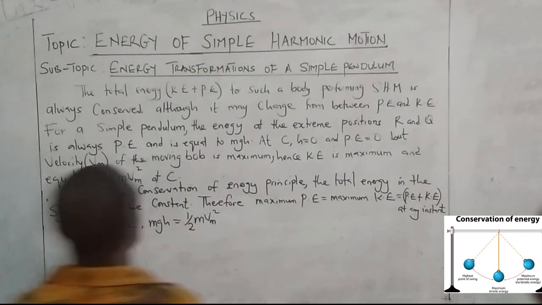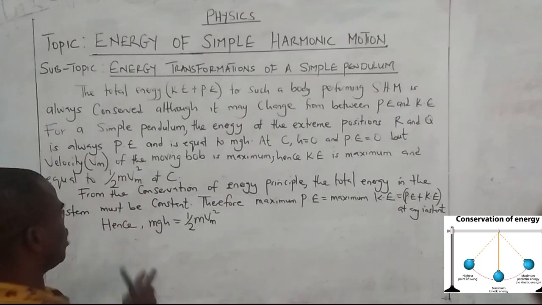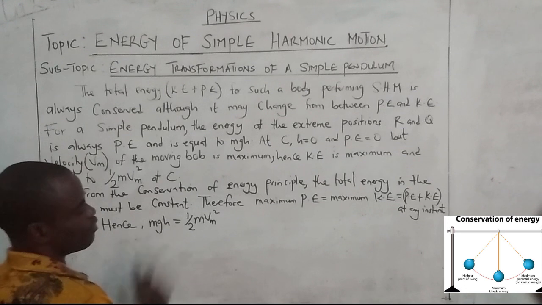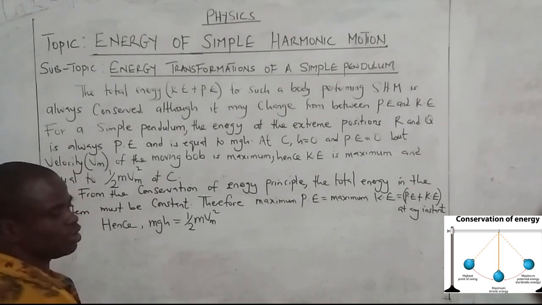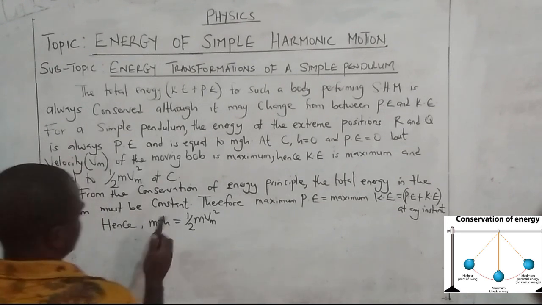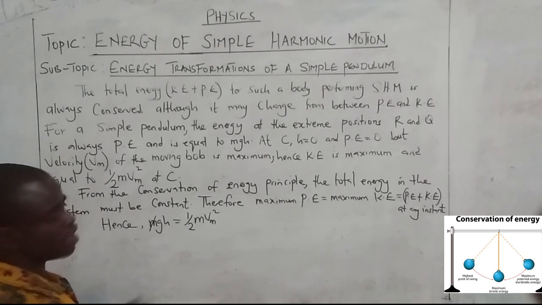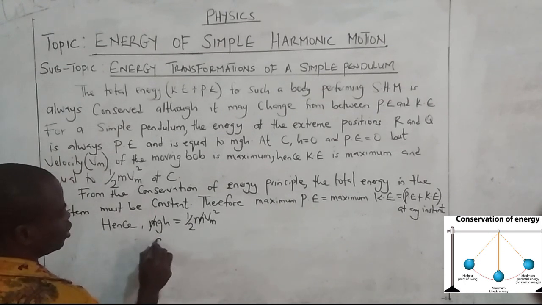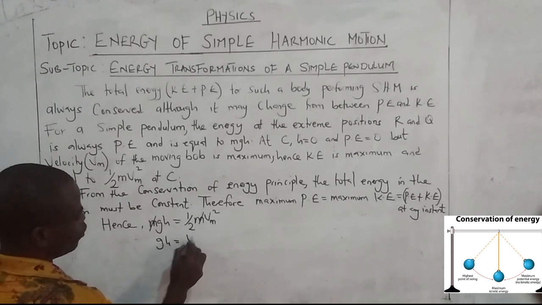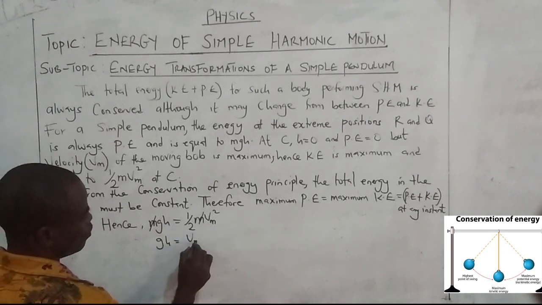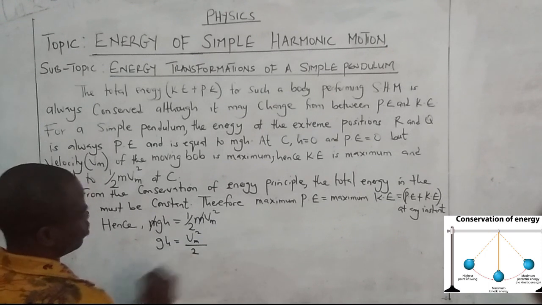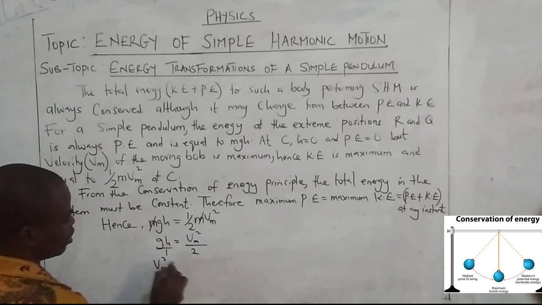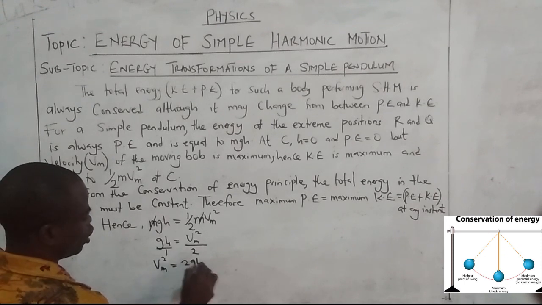Now, since it's like that, mgh equals half mv squared. You equate the two together. In that case, for the same mass of the ball that is moving, m cancels m, that's why it remains constant. gh equals Vm squared over 2. You cross multiply, you have Vm squared equals 2gh.